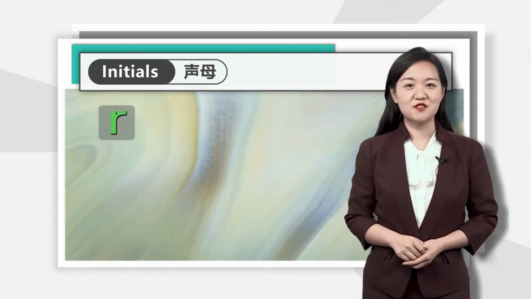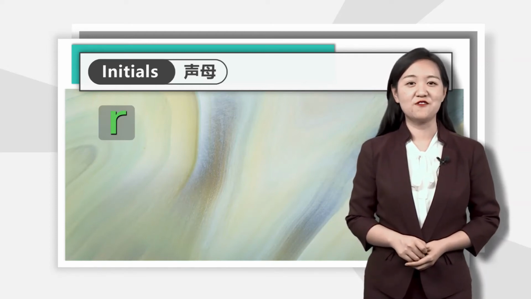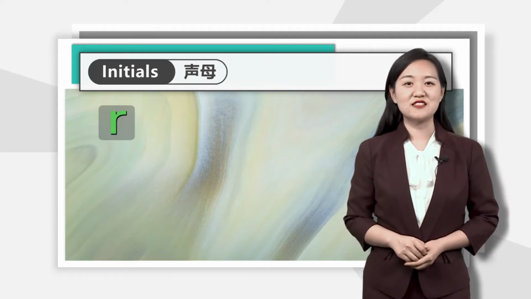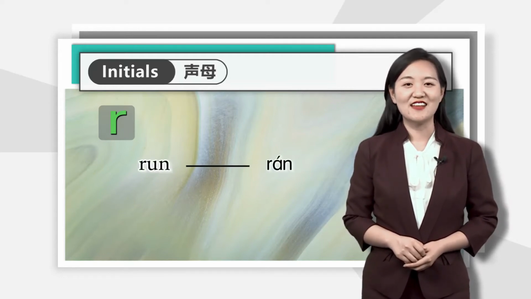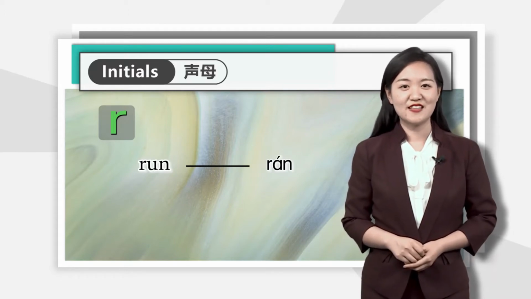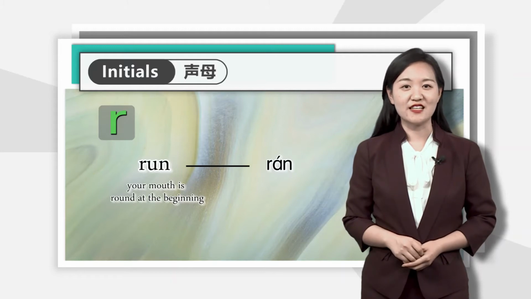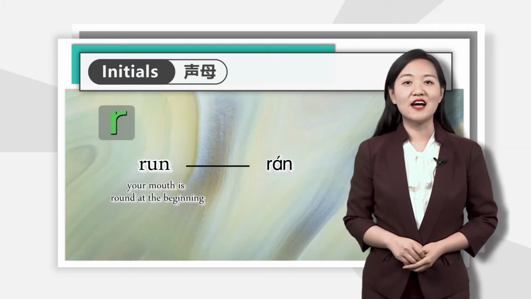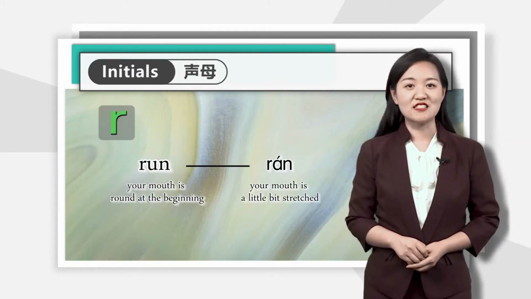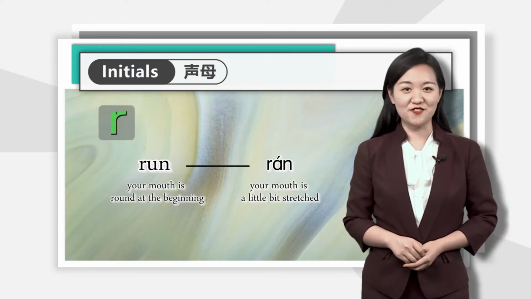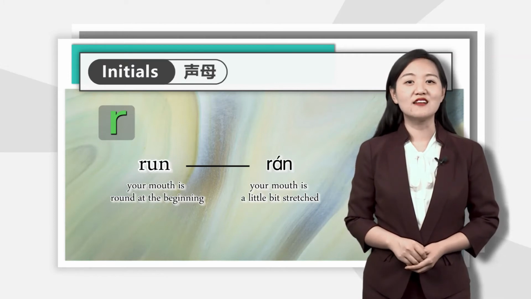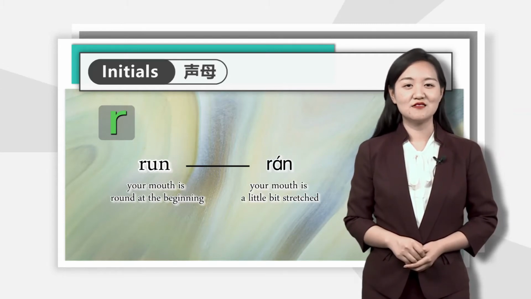Please pay attention to the initial R, which is very easy to get confused with the letter R in English. For example, the English word run and the Chinese word 然. In English, when pronouncing run, the shape of your mouth is round in the beginning. Run, run. But in Chinese, when pronouncing 然, your mouth is not round at all. It's a little bit stretched. 然. Listen to me carefully and feel the difference. Run. 然. Now read after me. 然.